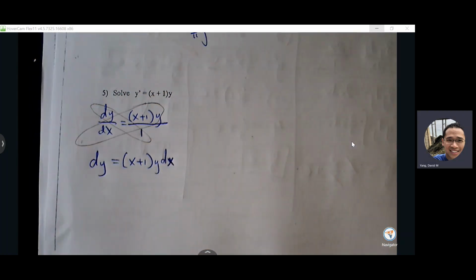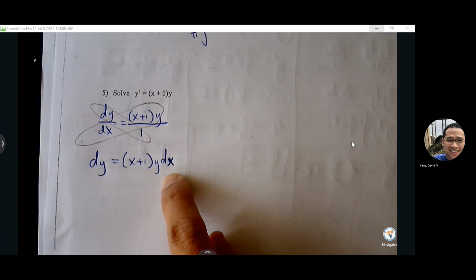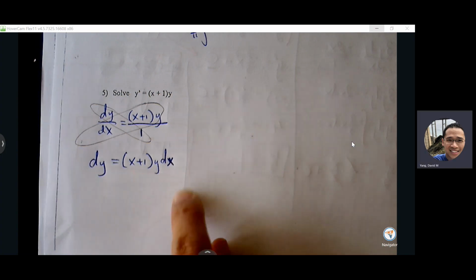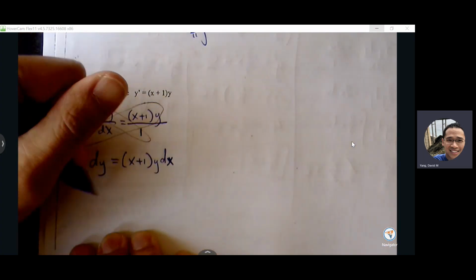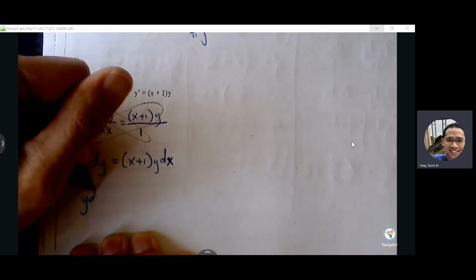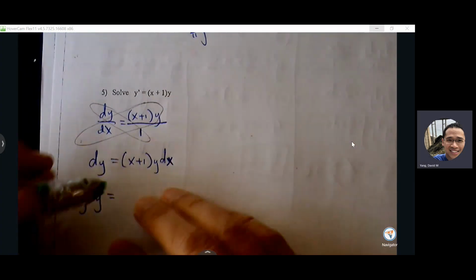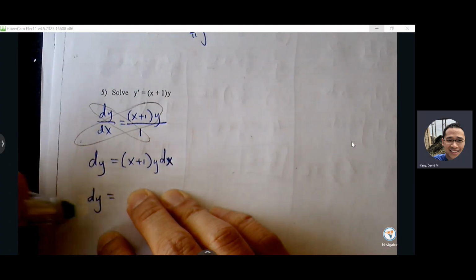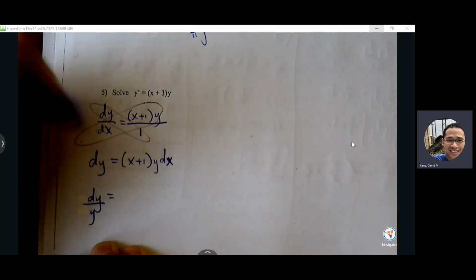Now, do we have full separation though? All right. So what needs to be moved? The y. All right. So how do we move the y? Divide it. So if I divide something over, it's going to end up where? Denominator, right? And I think this is where I see some students struggle a little bit. We divide that y over to the left side.